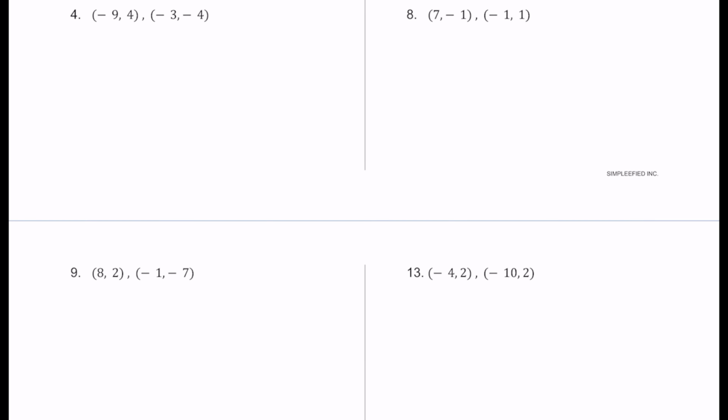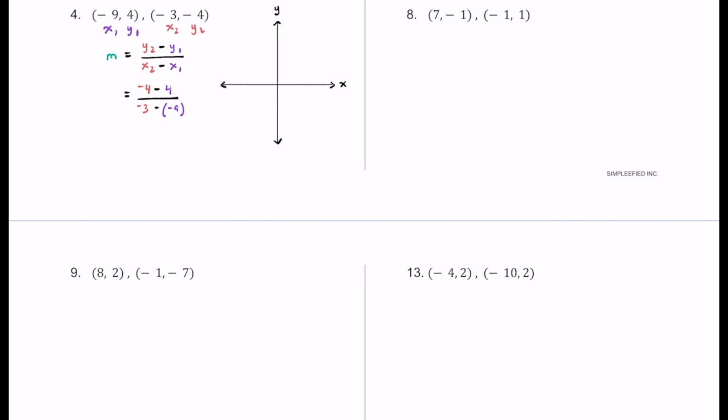For number 4, we have this -9, 4 and -3, -4. Once we have them labeled, let's go ahead and start substituting in. So y2 for me here is going to be -4, take away y1, which is going to be +4. And so let's do -4 minus +4 on top, and then in the bottom we have x2, which is going to be -3, and let's go ahead and take away our x1 value, which is going to be -9. So let's go ahead and put -9 right in the bottom.